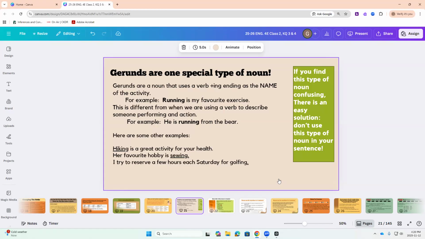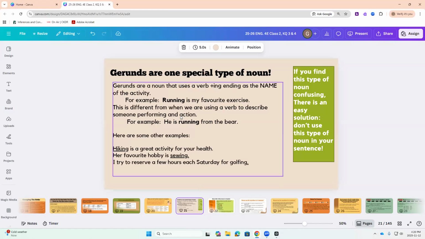Gerunds are nouns that use a verb plus the ing ending as the name of an activity. So for example, they might say, running is my favorite exercise. Now they're not actually running at the moment they're talking about that. They're describing the concept of running, or the idea of running. That's different from when we're using a verb to describe somebody performing an action. So if I said he is running from a bear, it's not a noun because I'm telling you what he's doing. He's doing some running.